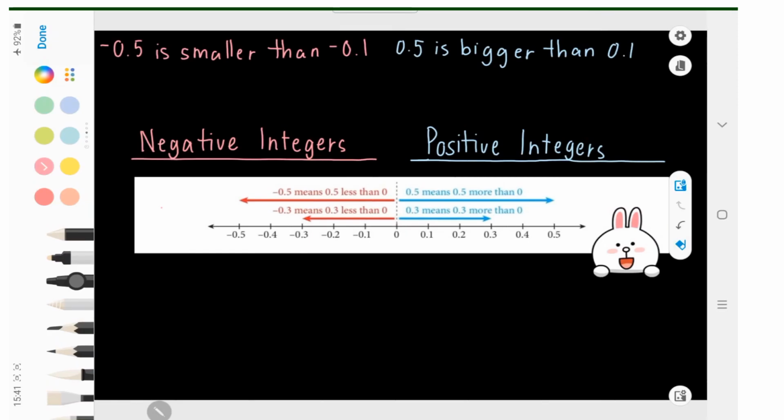Hi, this is the part 3 video for Form 1 Chapter 1 Rational Numbers, and we are going to discuss decimals. Let's look at the diagram below. Negative 0.5 means 0.5 lesser than 0, and positive 0.5 means 0.5 more than 0. Negative 0.5 is smaller than negative 0.1 and positive 0.5 is bigger than 0.1. Negative numbers are on the left and positive integers are on the right.